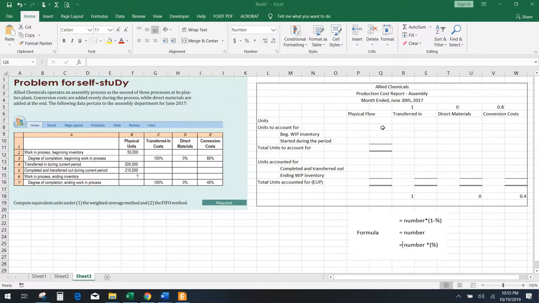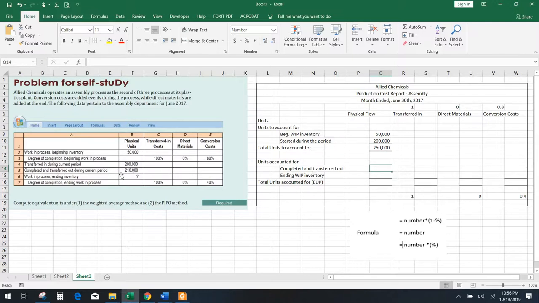Okay, so let's do the same thing that we did for the previous example, except this time we're using the weighted average method. So it's going to be a little bit simpler. We still have to figure out the physical flow. The beginning inventory is 50,000. And started this period is the same, 200,000. And that's equal to that.